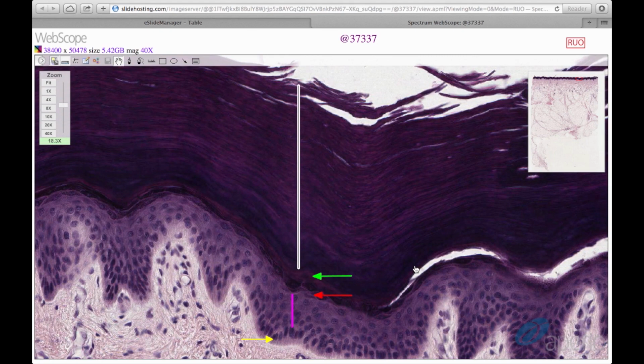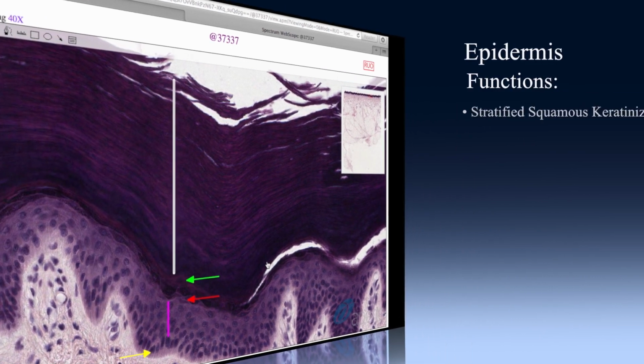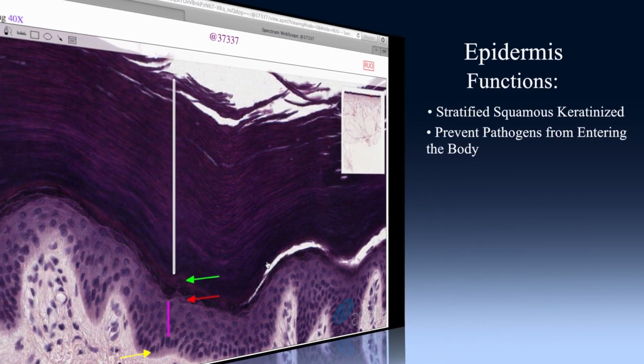Let's now take a closer look at the epidermis. As you know, it is composed of stratified squamous keratinized epithelium and serves as a protective barrier over top the body's surfaces. It is responsible for preventing pathogens from entering, for regulating body temperature, and for maintaining proper hydration.